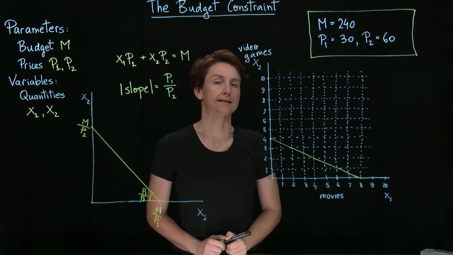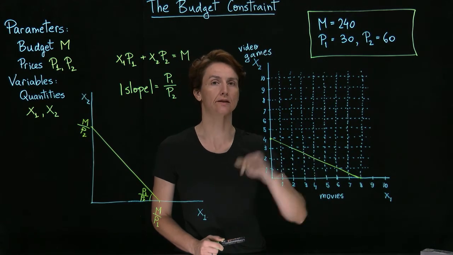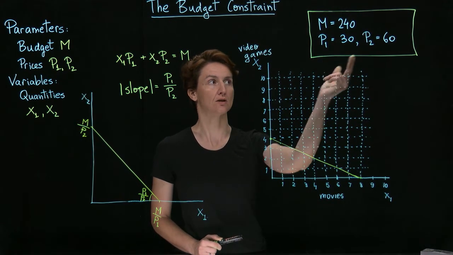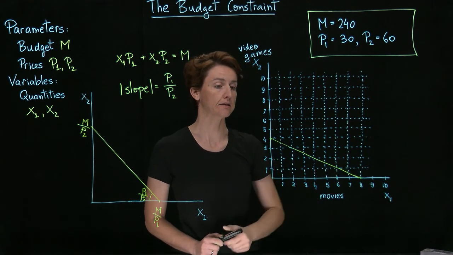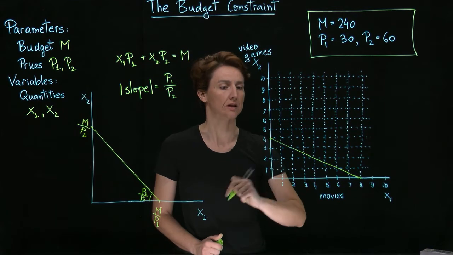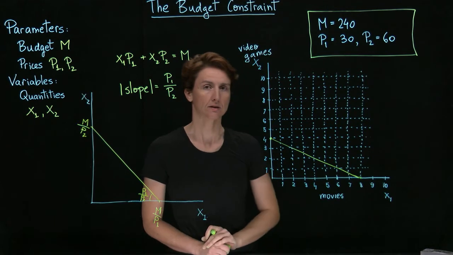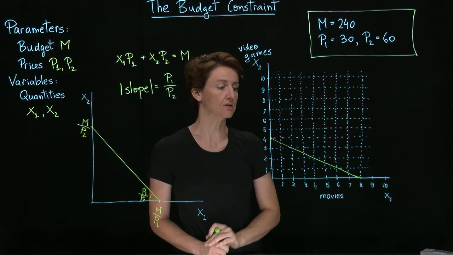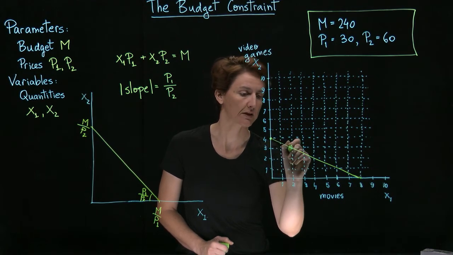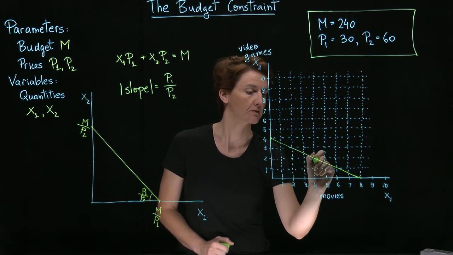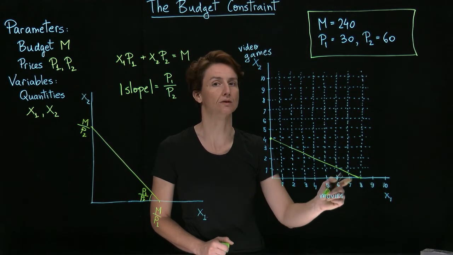Let's consider the following example where you have $240 you could spend on movies, which cost $30 each, or video games, which cost $60 each. Then the budget constraint is the one shown by this line, which shows that you could purchase at most 4 video games or at most 8 movies. In between, the trade-off rate is 1 to 2. So every time you buy one less video game, that allows you to buy 2 more movies. And so the slope is 1/2, reflecting the fact that a movie is worth half a video game.